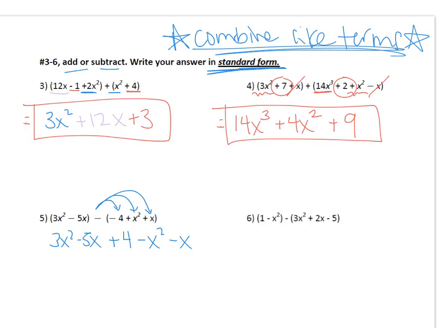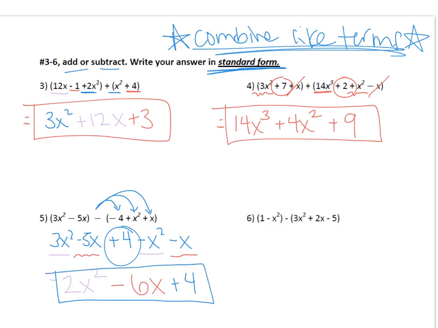Now we can combine like terms. And let's rewrite it in standard form again. So we get 2x squared, minus 5x minus x will be a minus 6x. And then rewrite our leftover plus 4. We don't have anything to combine. So that's our final answer there.